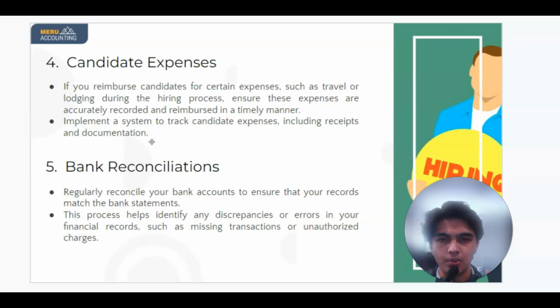Bank reconciliation. In bank reconciliation, you have to regularly reconcile your bank accounts to ensure that your accounted entries and your bank transactions are matching, so you will know if there is any error or if there is any missing transaction or not.